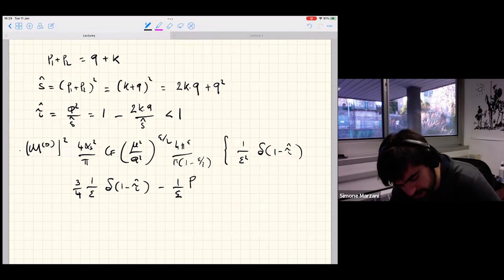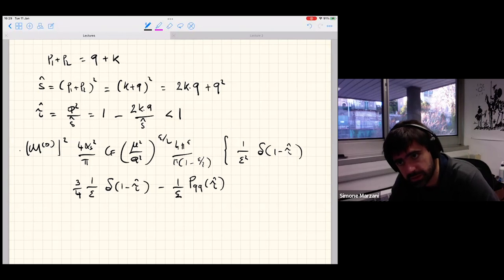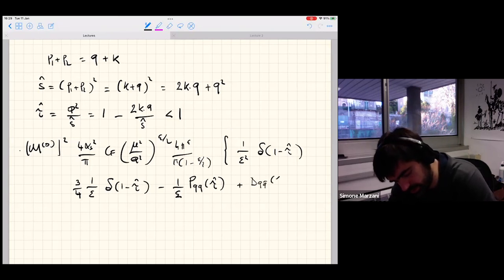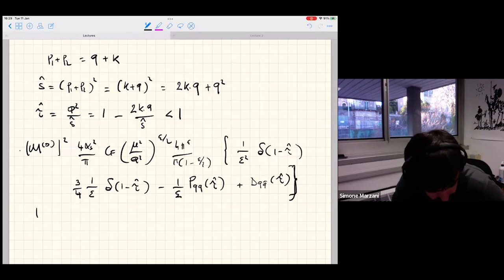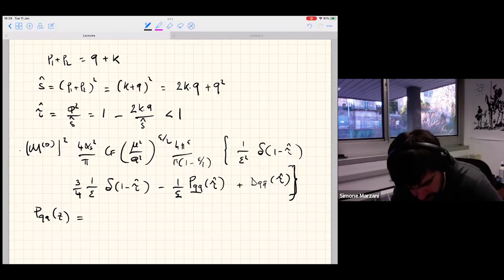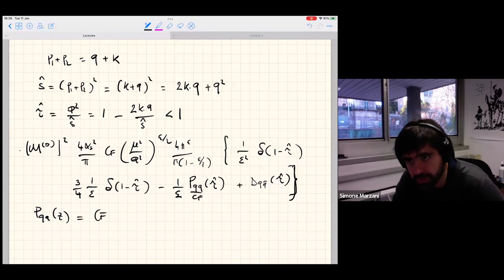Multiplied by a function of tau hat. And then I have a finite part. It is P_qq of z, divided by C_F, because P_qq(z) is C_F times (1 plus z squared).